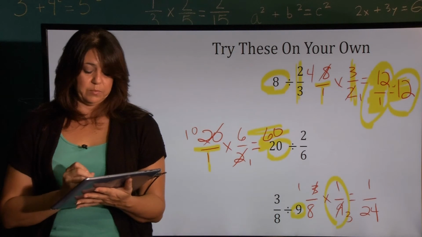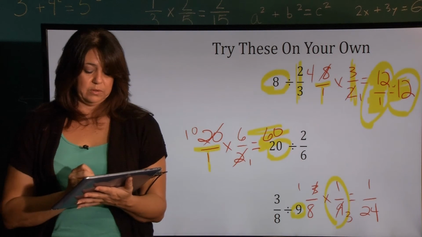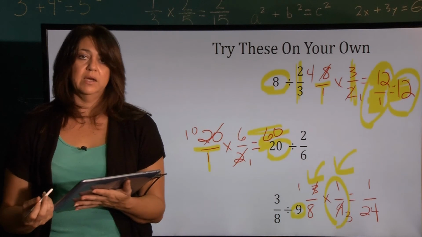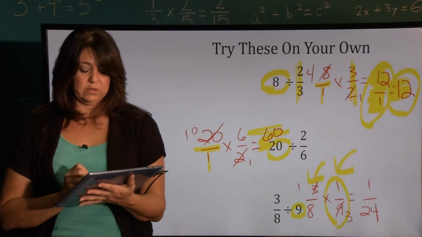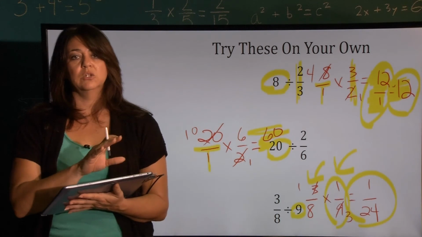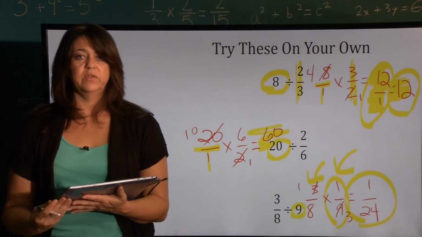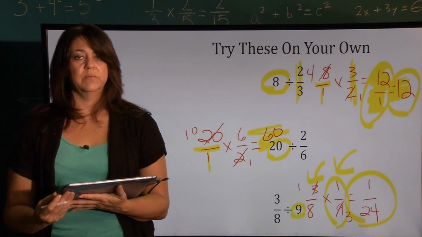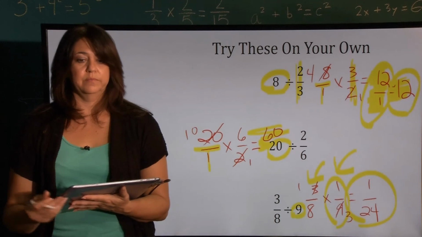And in our third example, once we flipped, used the reciprocal, simplified the 3 and the 9, then our final answer was 1 over 24. If you're not sure about the steps, please watch this video again, or watch the video on dividing fractions and simplifying fractions.